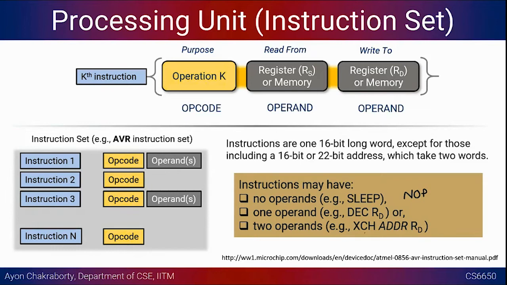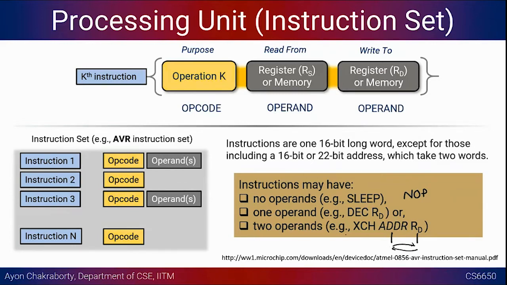Or it could even have 2 operands. For example, the swap operation that I spoke about, like exchange. This is very specific to this particular instruction set in AVR. XCH, there could be some other name in another instruction set, but in this particular case, this is known as XCH. ADDR is where I want to take the data from, and another is the register where we want to swap the data. So ADDR is one address location. We take the value from ADDR, and RD is another location, and we basically interchange these two values.